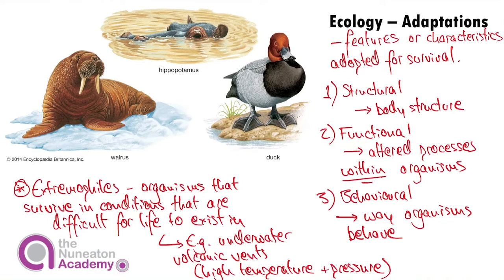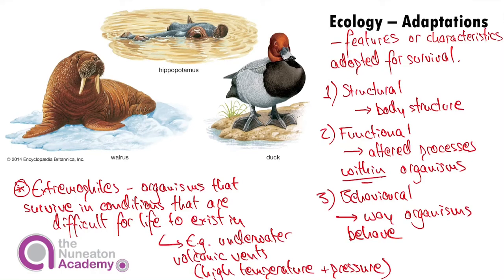And then the third type are behavioural adaptations, and these are simply the way in which an organism behaves in order to help it survive and reproduce. So this can be increases in aggression in pack animals like lions, for example, migrating like lots of birds do over winter to warmer climates, and also things like mating dances such as the male peacock. These are all examples of behavioural adaptations, the way an organism has altered its behaviour to survive.